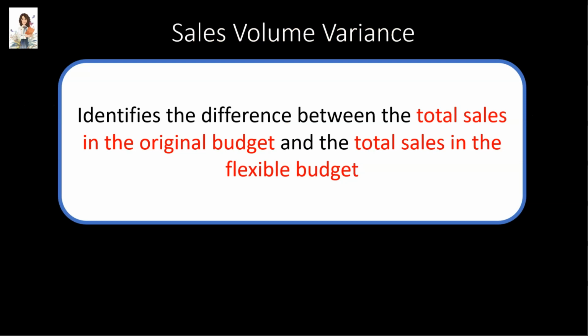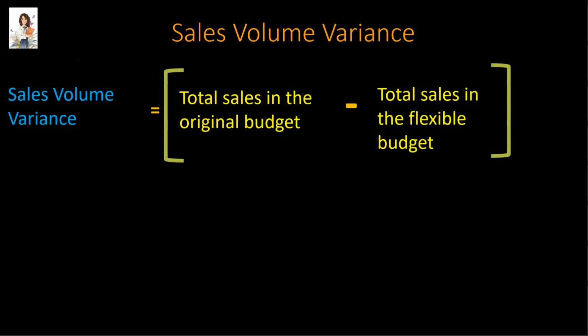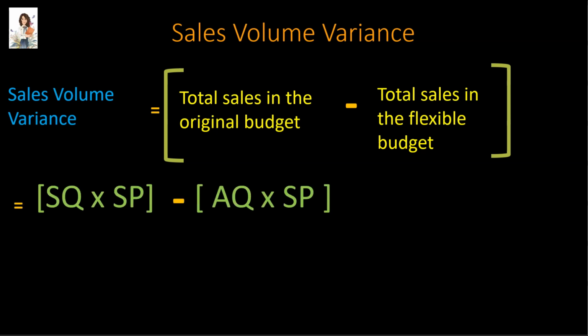Next, the sales volume variance identifies the difference between the total sales in the original budget and the total sales in the flexible budget. Formula wise, this can be written as sales volume variance is equal to total sales in the original budget minus total sales in the flexible budget, or standard quantity of sales multiplied by the standard price minus the actual quantity of sales multiplied by the standard price.